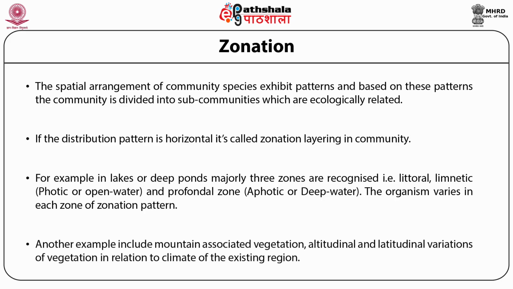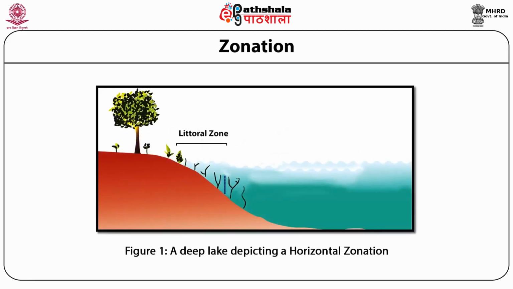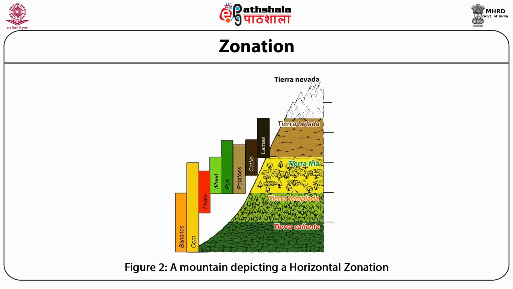Another example includes mountain-associated vegetation. Altitudinal and latitudinal variations of vegetation are related to the climate of the existing region. This figure represents a deep lake depicting a horizontal zonation. This figure represents a mountain depicting a horizontal zonation.